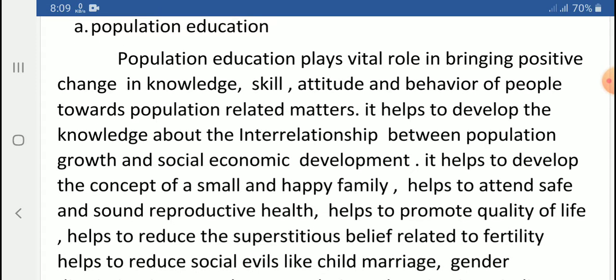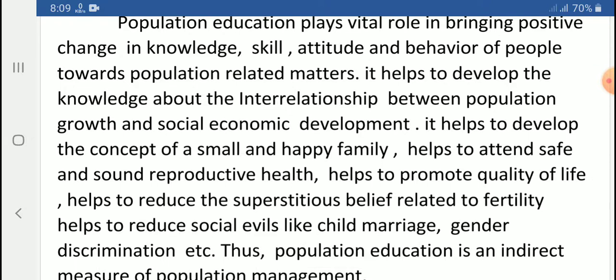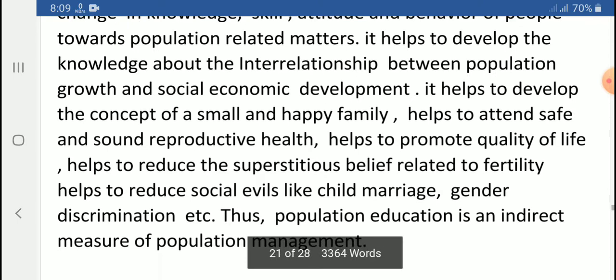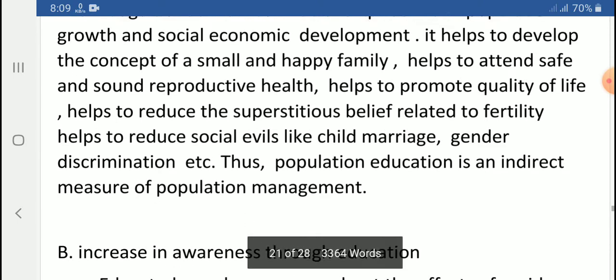Population education helps to develop the concept of a small and happy family, helps to attain safe and sound reproductive health, helps to promote quality of life, helps to reduce superstitious beliefs related to fertility, and helps to reduce social evils like child marriage, gender discrimination and so on. So population education is an indirect measure of population management.